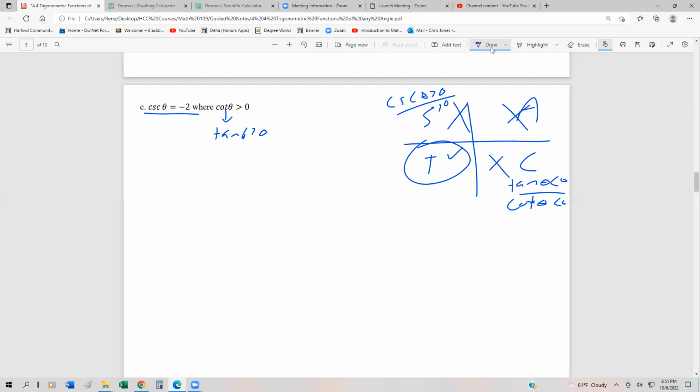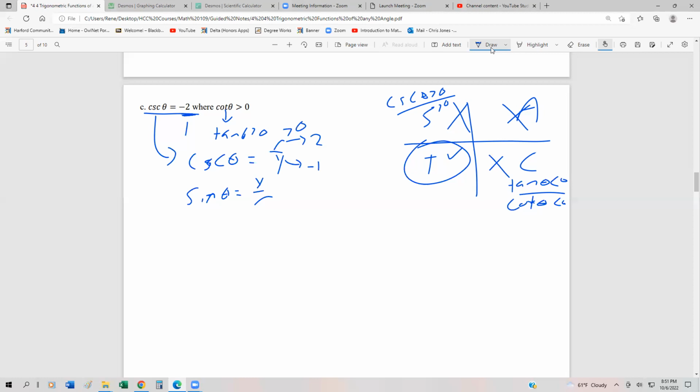Now remember, the cosecant of theta, by definition, is r over y. The way I remember that is because the sine function is y over r, right? And that means that we could write this as 2 over 1, right? So what this means is that the y value has to be -1 and r has to be 2, because remember, r is greater than 0.